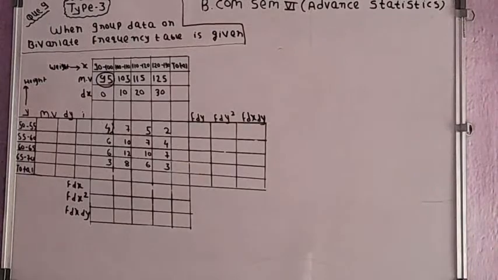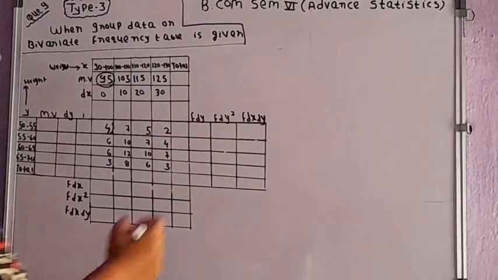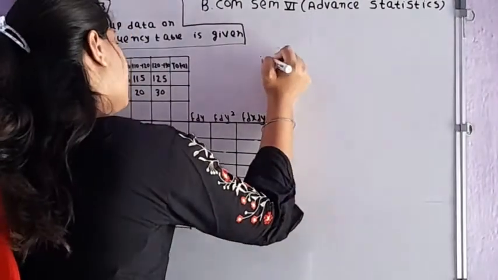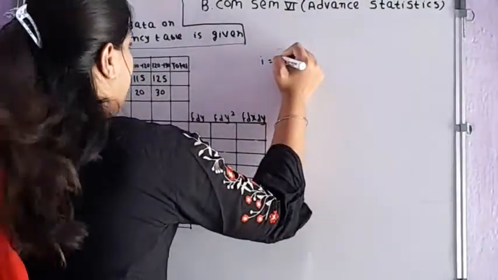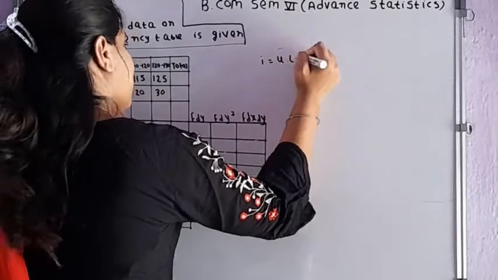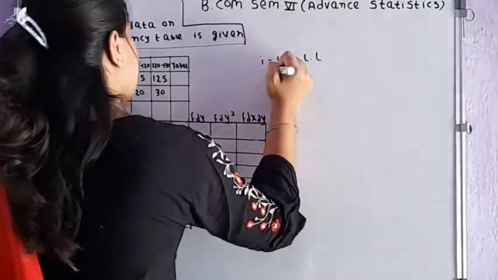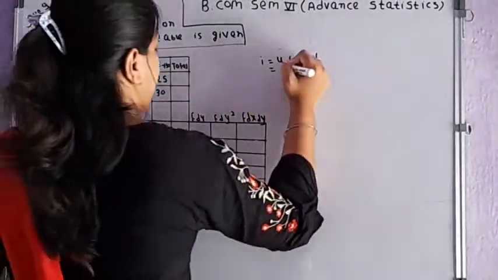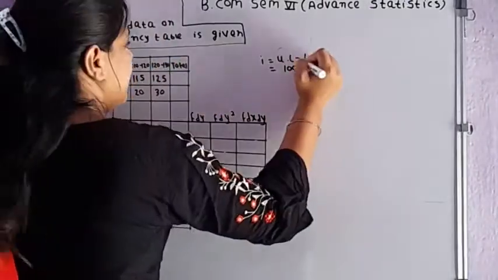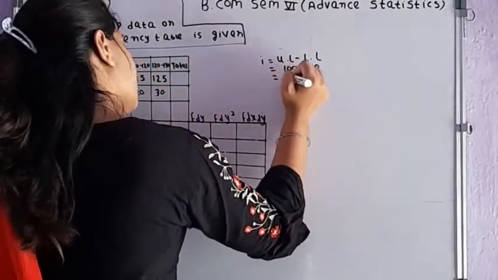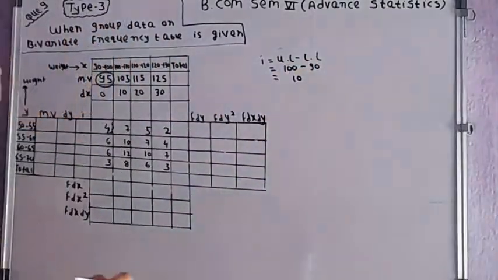Then we have to calculate I, the values to be put under this I column, interval column. So what is the formula to calculate I? It's upper limit minus lower limit. What is the upper limit of the group? 100. What is the lower limit? 90. 100 minus 90, 10. So here I is equal to 10.